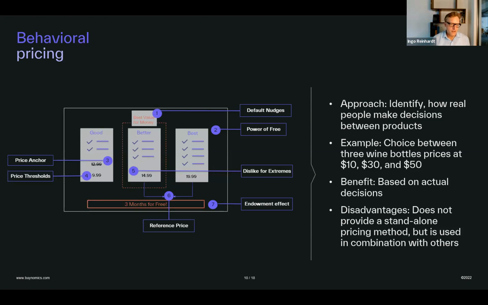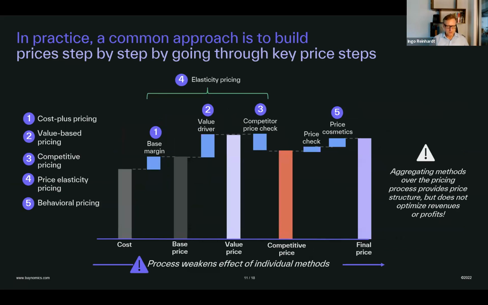And of course, there are many other ideas in behavioral pricing, like price thresholds and other ideas that are important. Typically behavioral pricing is not used as a standalone solution to set prices, but in combination with other ideas. This leads us to the aggregation of all these different methods, because in most practical pricing that I've seen, none of them are used in isolation, but really in combination with each other. One typical approach to combine these different methods is the one that I've highlighted here.